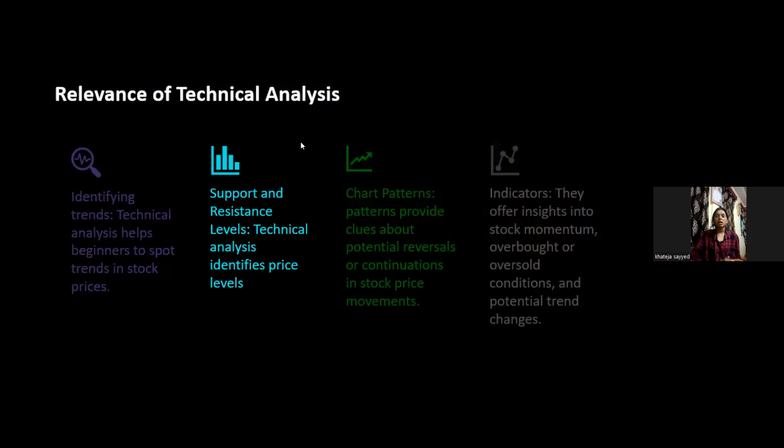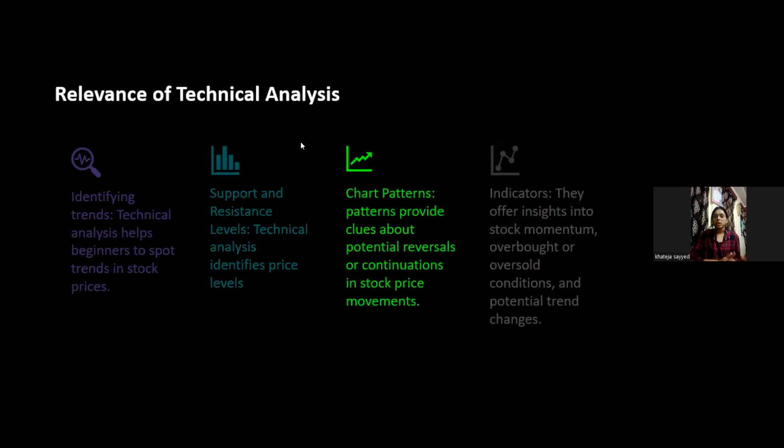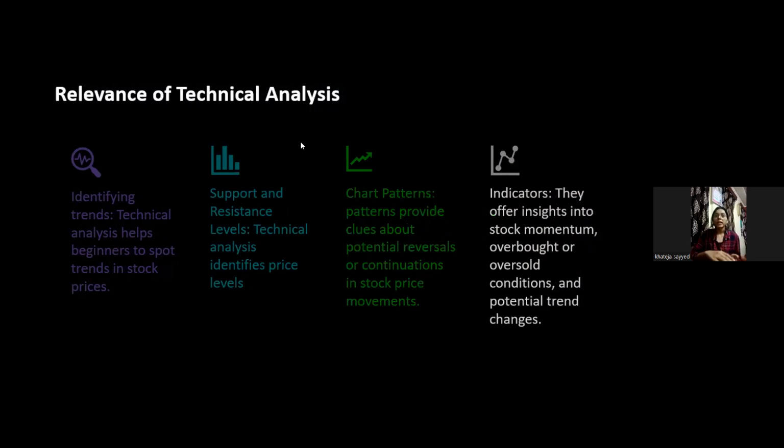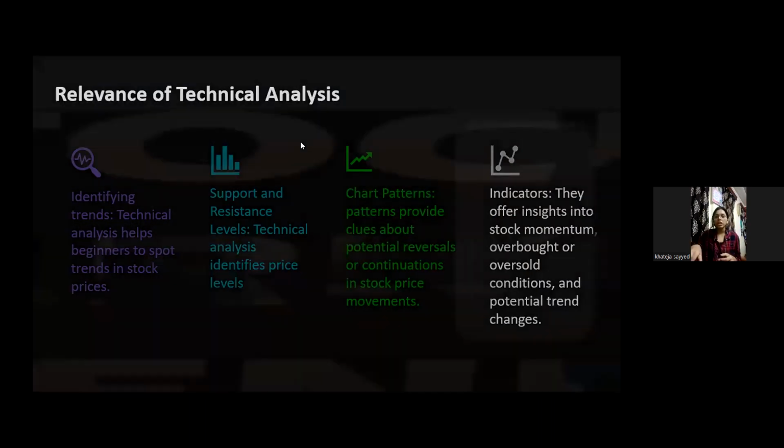These levels determine the entry and exit points. Support and resistance are the entry and exit points. Next is chart patterns. They study chart patterns and provide clues and continuations in the stock price movements. The indicators are basically tools, and they help in studying the pattern and offer momentum, overbought or oversold conditions, and potential trend changes.